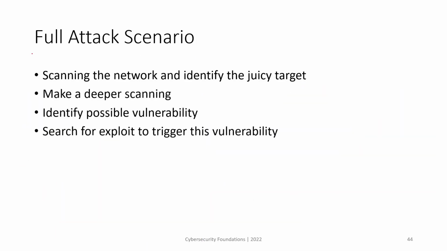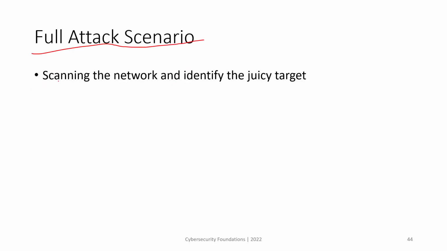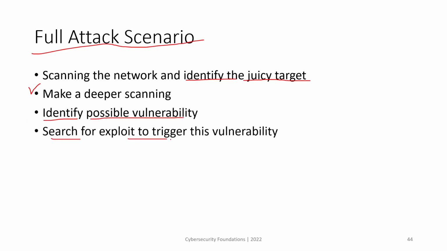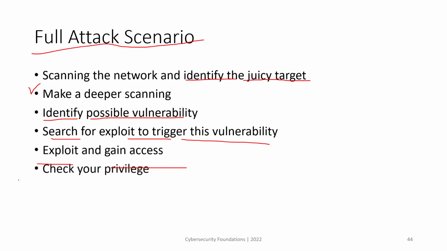So here we have a description of what we have conducted so far. First, we scan the network to identify juicy targets, which may have a lot of sensitive or interesting information. We make a deeper level of scanning to identify running services. We identify possible vulnerabilities, and we search for an exploit to trigger this vulnerability, and then we exploit and gain access. We check the privilege that we have so far, and we can then do whatever we want on this target. Okay?